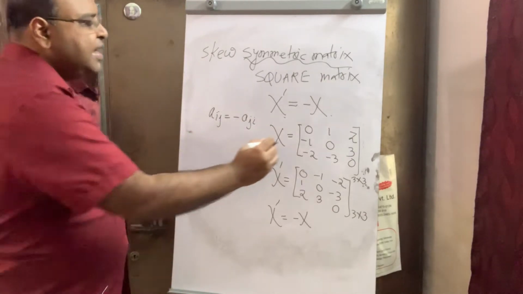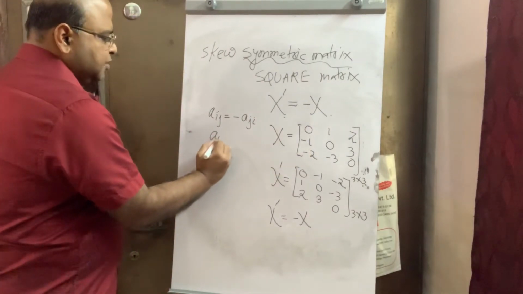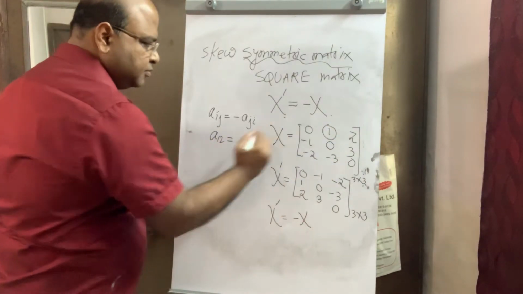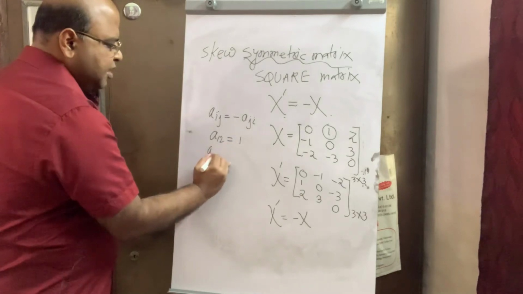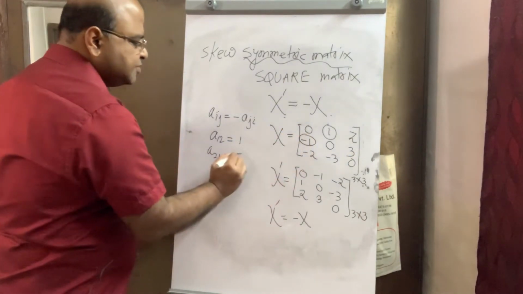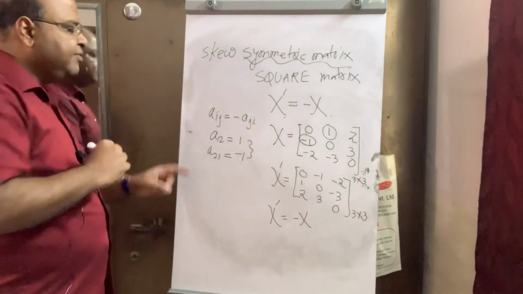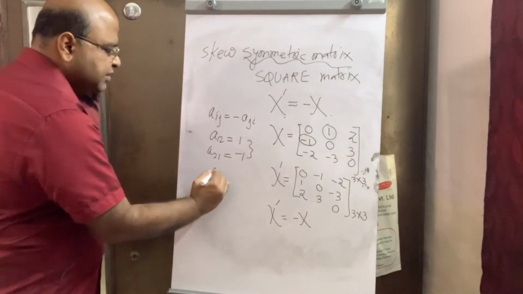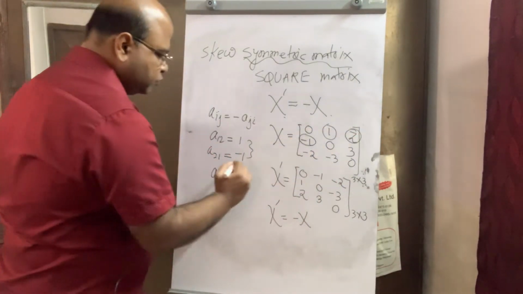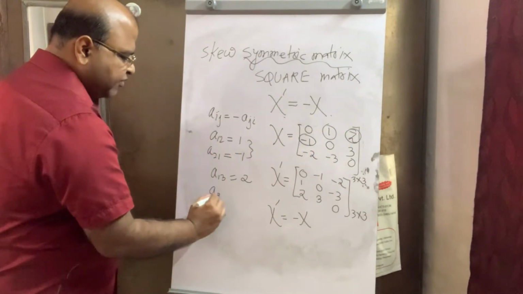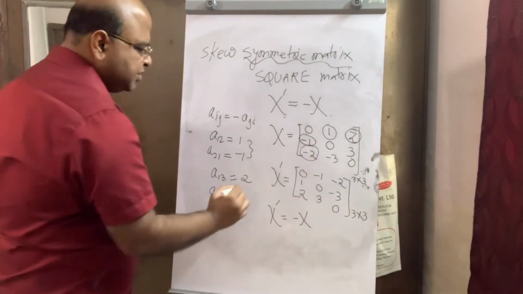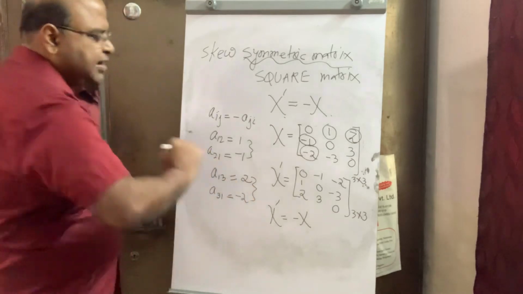As you can see here, A12, the first row and second column element, is 1, and if I find A21, that is the second row and first column element, this is minus 1. So they are exactly negative of each other. Also A13, that is the first row third column element, is 2, and if you now find A31, that is the third row and first column element, which is minus 2. So they are exactly negative of each other.